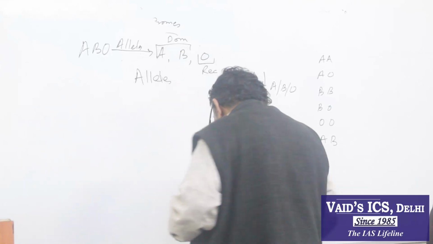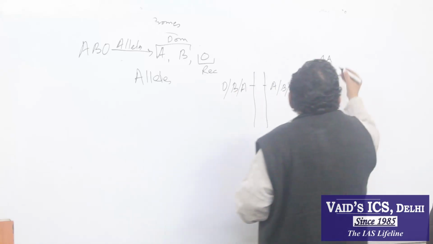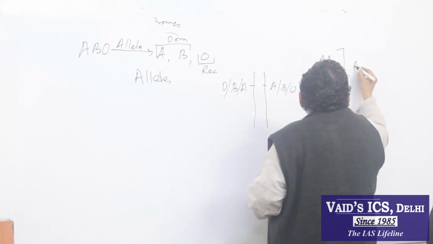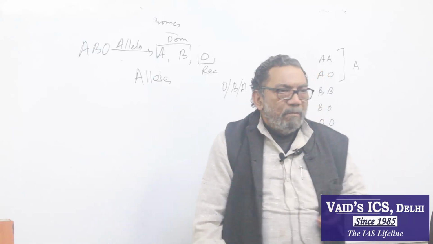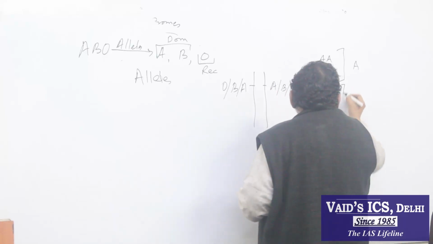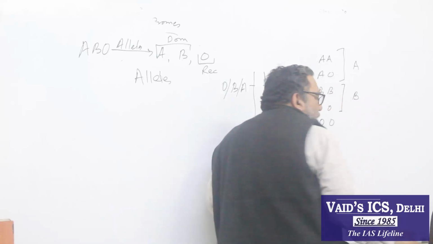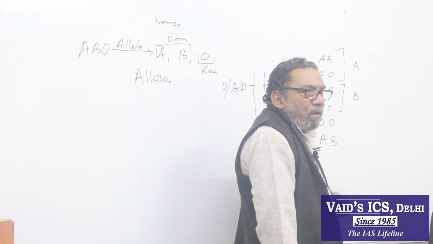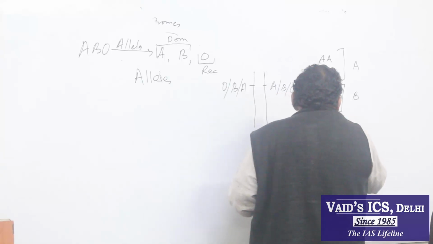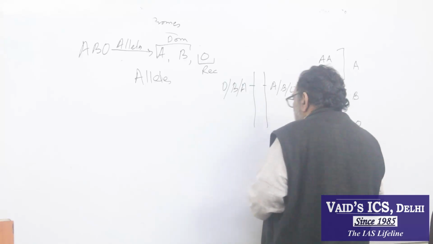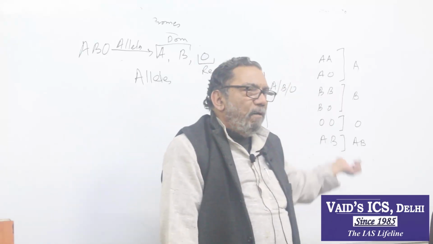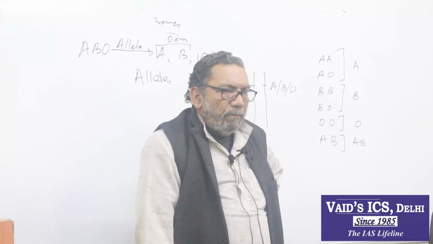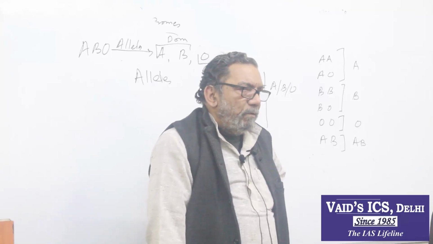So, in the first case the expression would be A. In the second case also the expression would be A, because O will not express; A is dominant, O is recessive. Similarly, in the next two, again O won't express. Here there is no dominant and here both are dominant, and that is why you have 4 blood groups: A, B, O and AB. Any doubt?